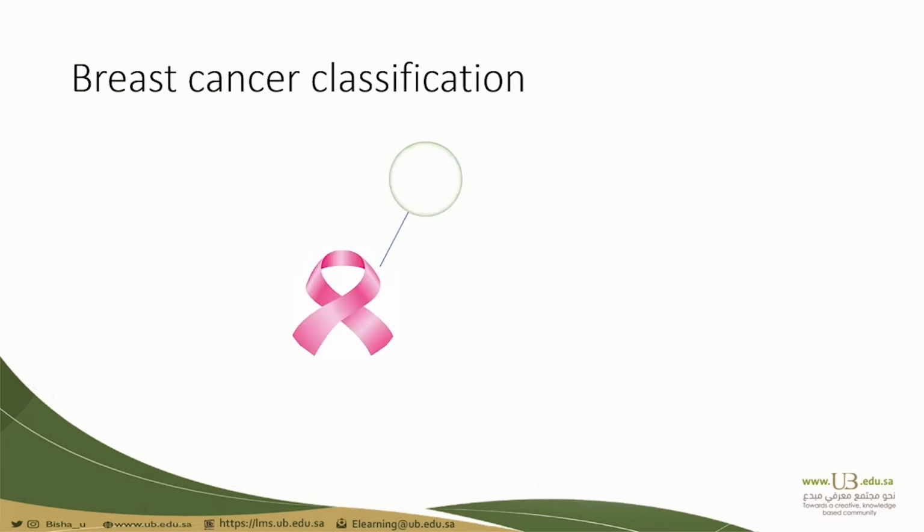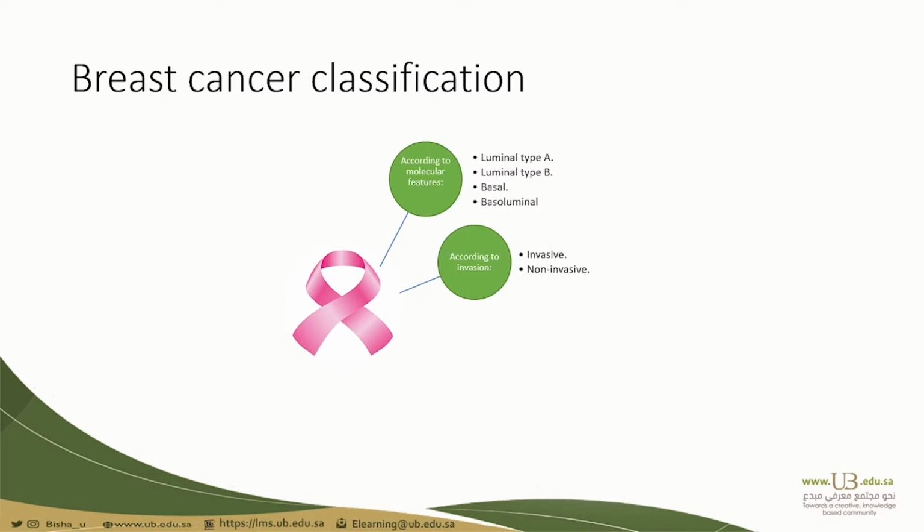So the classification of breast cancer: we can classify breast cancer according to molecular features. Let's start from that. We have luminal type A, luminal type B, basal, and basoluminal. We'll talk about all of them in detail. We can classify breast cancer also according to invasion, whether it is non-invasive or invasive.